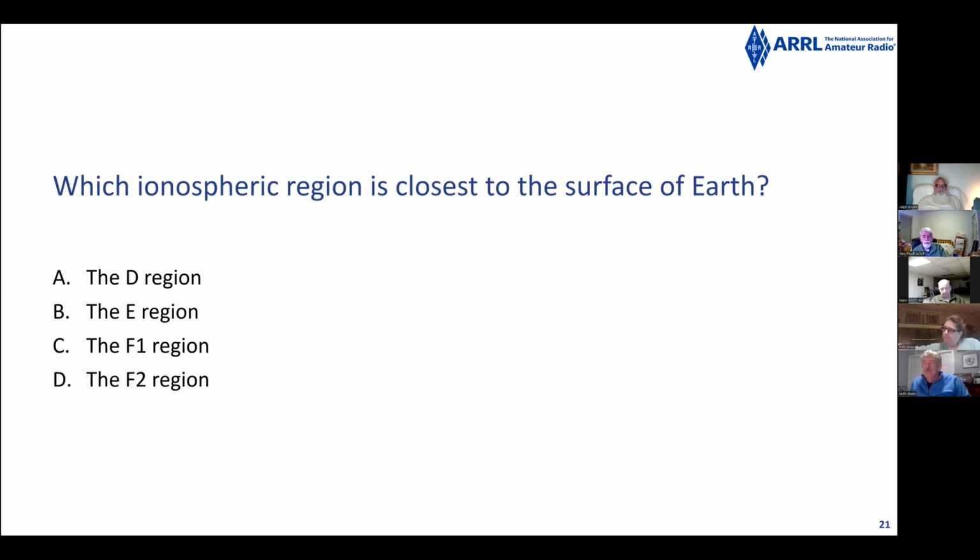Which ionospheric region is closer to the surface of the Earth? I'm using region and layer interchangeably the same way your book does. Is the answer D region, E region, F1, or F2 region? Depends if it's day or night. Well, which one is closest to the surface of the Earth? Choose any hour out of 24. I know. It's D. Choice A, D region. You're absolutely right, Kim. It's the D region. And the D region is the enemy of low frequency propagation.